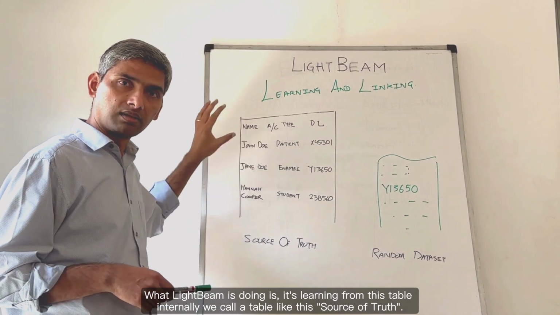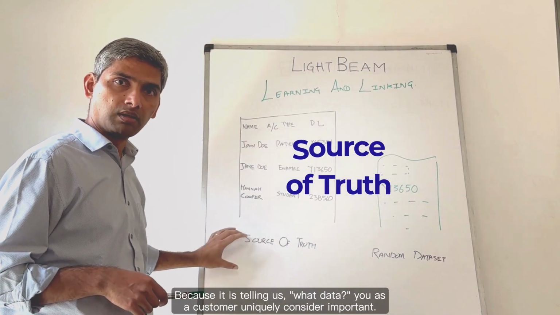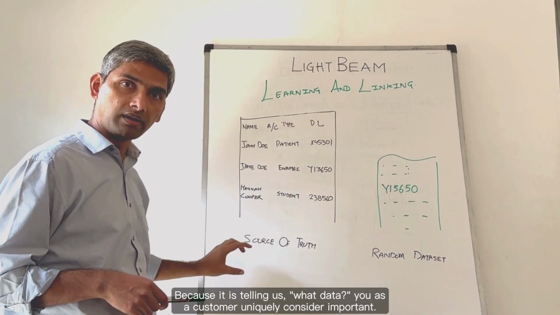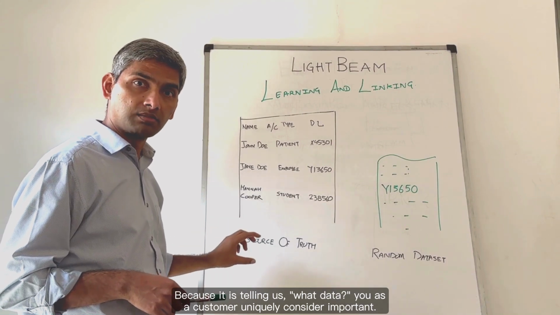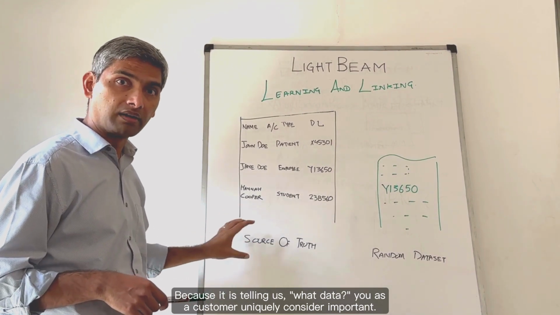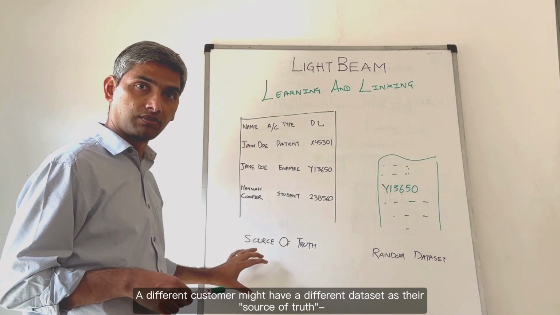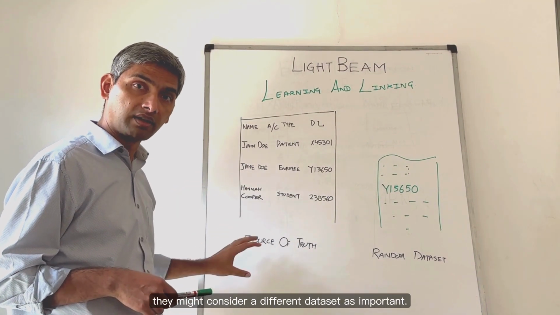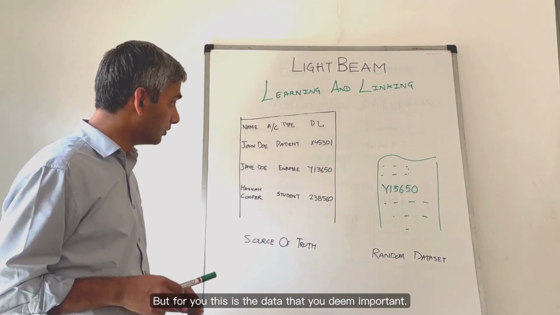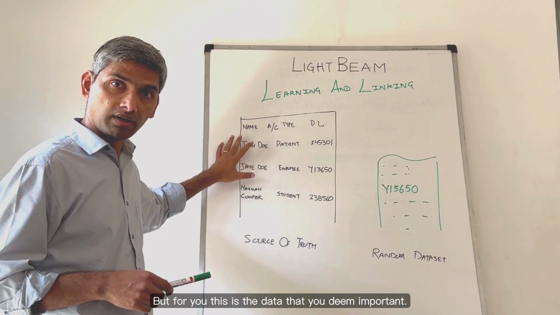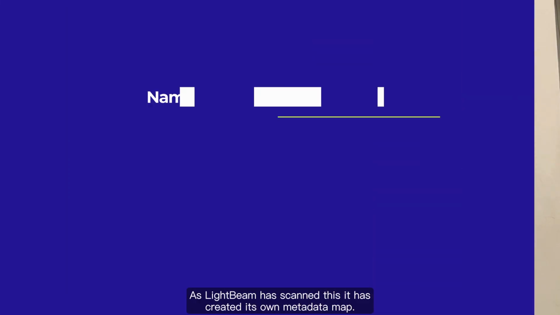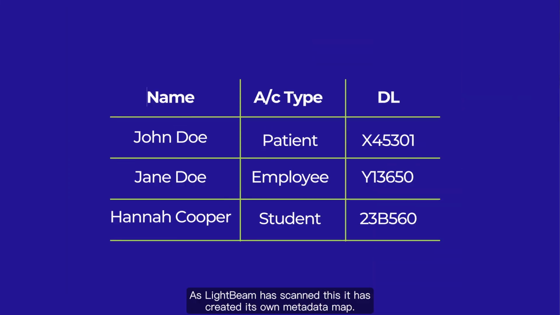Internally, we call a table like this a source of truth, because this is telling us what data you as a customer uniquely consider important. A different customer might have a different data set as their source of truth. They might consider a different data set as important. But for you, this is the data that you deem important. As Lightbeam has scanned this, it has created its own metadata map.